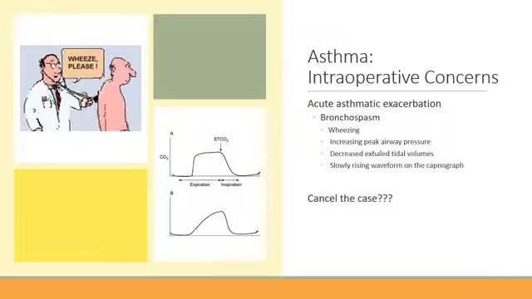We can certainly see a decrease in exhaled tidal volumes, and that's what we see on the capnograph on the right-hand side. On part A, you can see that during the expiration phase, the vertical rise is fairly straight up and then a horizontal plateau, and then down below on part B you can see that's during the asthmatic attack.